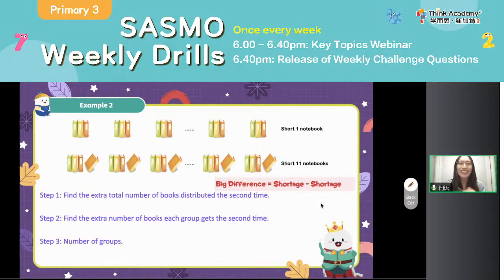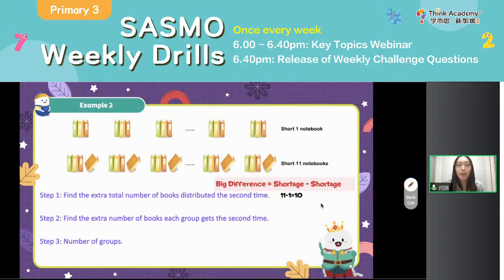Excellent. Yes, super easy, right? You just subtract 1 from 11. So actually it is 10. 10 is the actual total number of books, so actually we can also regard it as the big difference. Remember that the big difference is always to compare the total.